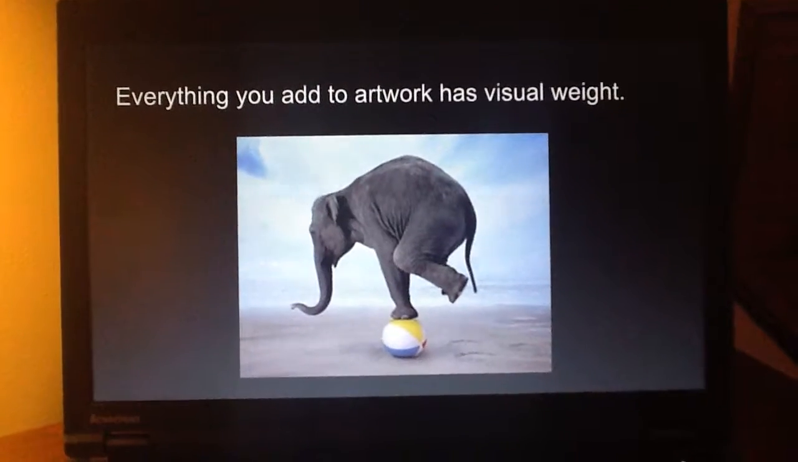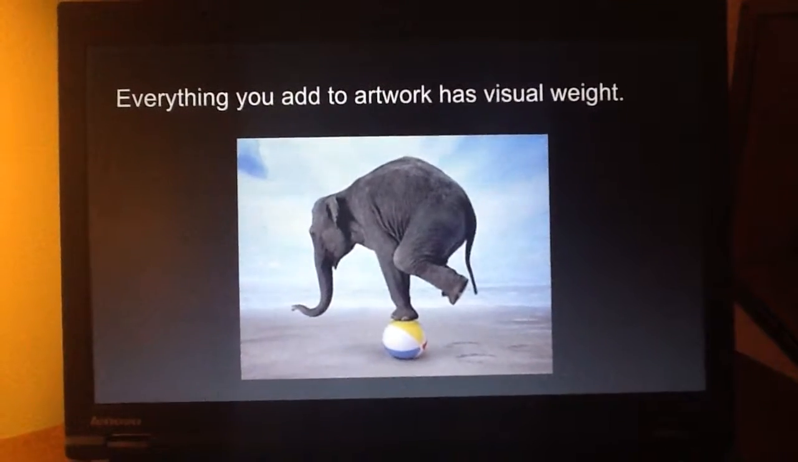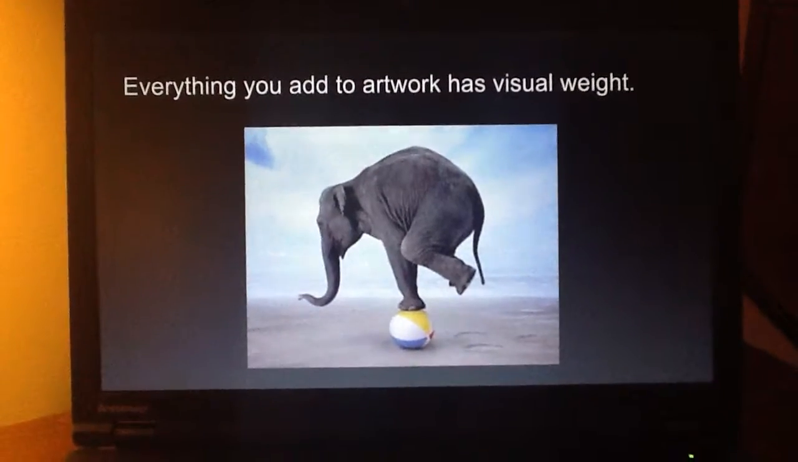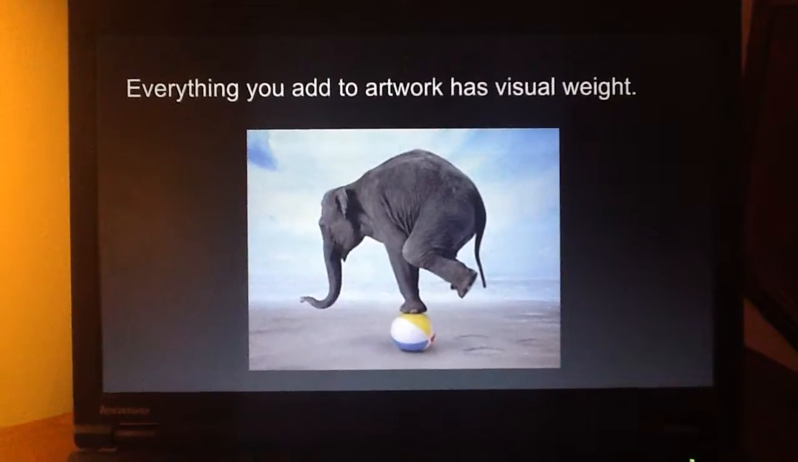So everything you add to your artwork has visual weight. Some things weigh more than others, and it's your job to try to balance all of those objects on your page.